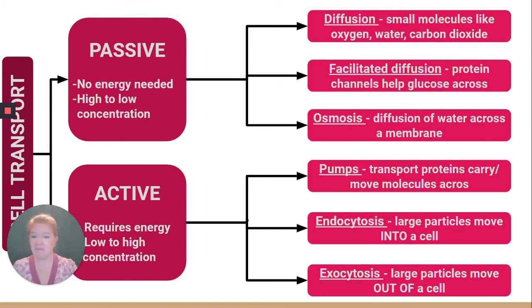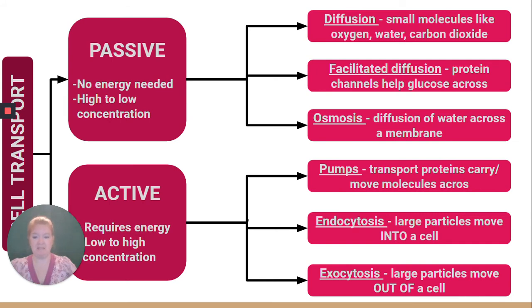And then sometimes it's too big. So say I'm a bacteria and I need to engulf and surround some food, or I'm a white blood cell and I need to engulf and surround a bacteria and take care of it. We use a process called endocytosis, and this takes a lot of energy too. Remember, the cell energy is called ATP, and endo means in. So large particles get moved into a cell.